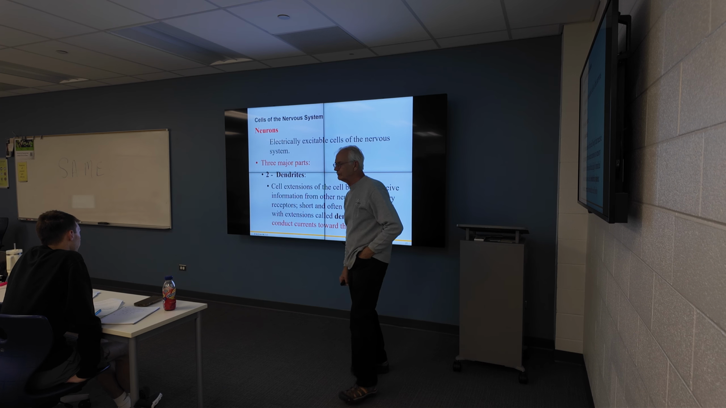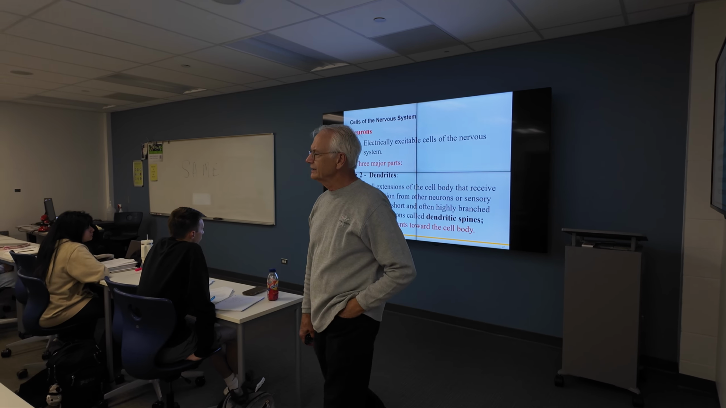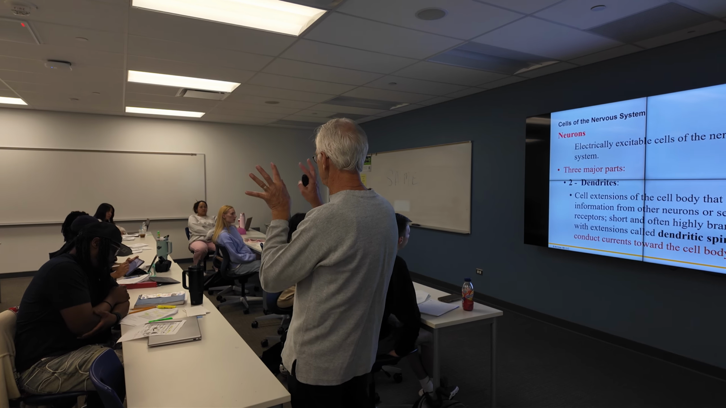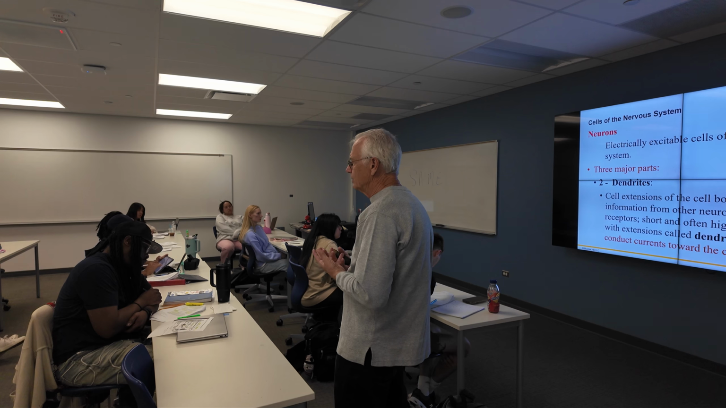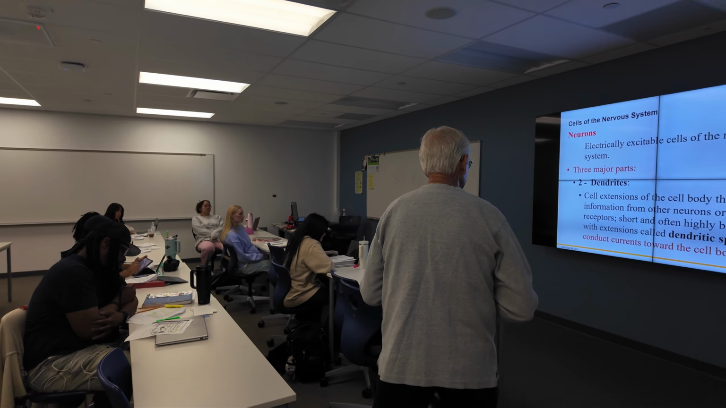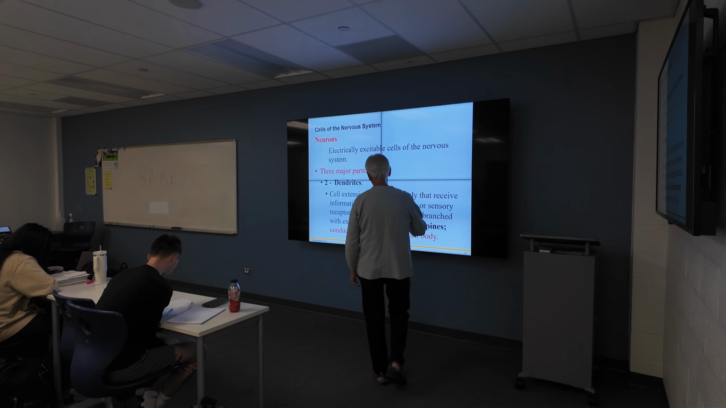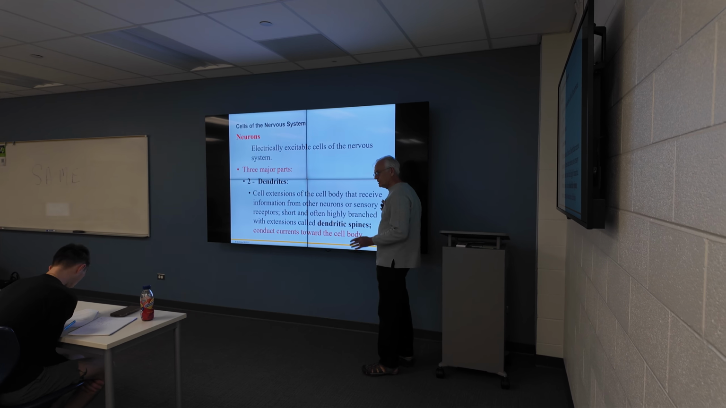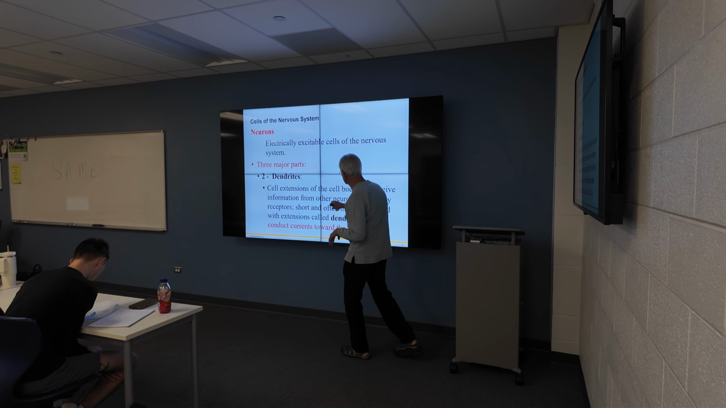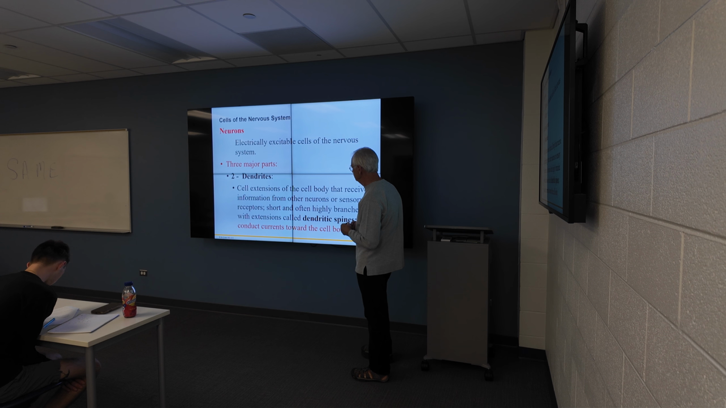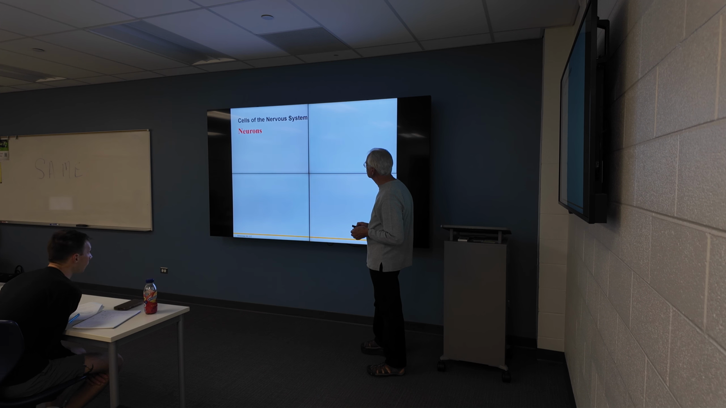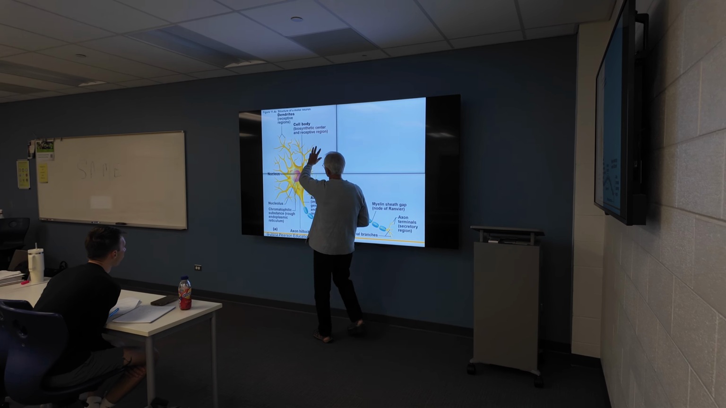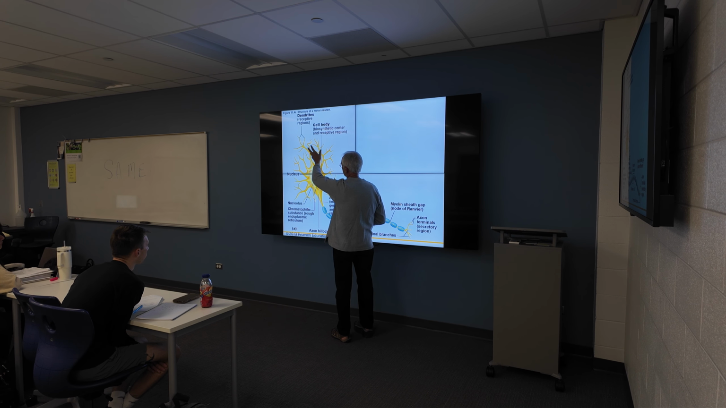The second part is the dendrites. Actually, I like to think it's the first part because it's where the information comes in. But the text authors think we should talk about the cell body first. Okay, fine. These are the extensions of the cell body that receive, like antennae, information from other neurons or sensory receptors. They're short, often highly branched, with extensions called dendritic spines. You see these little spiny things, multiple branching, short little ends.